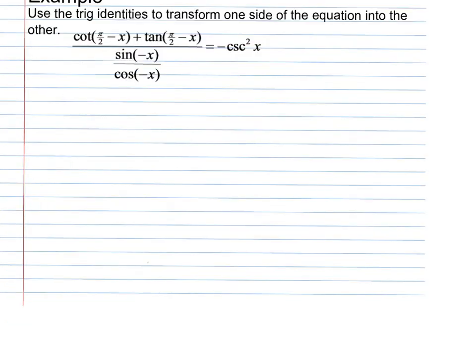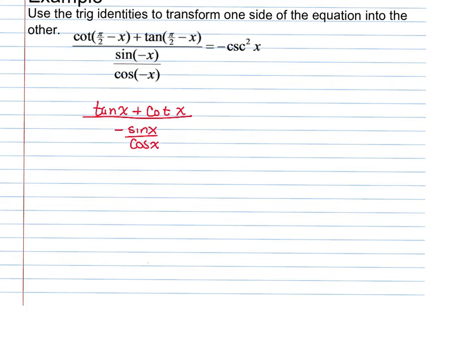Okay, so same thing. We're going to use our identities and transform it. We know that cotangent of pi over 2 minus x is the same thing as tangent of x. So we're going to have tangent of x there plus, and we know that tangent would turn into cotangent of x. And we have sine, that becomes negative sine. And cosine becomes positive cosine.